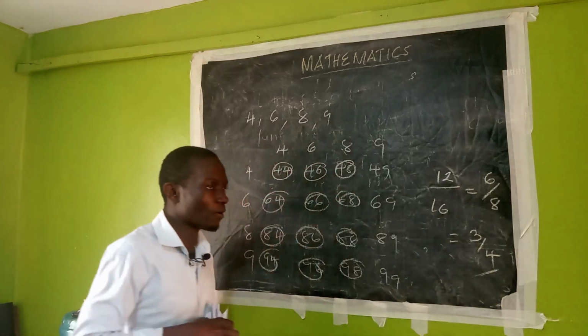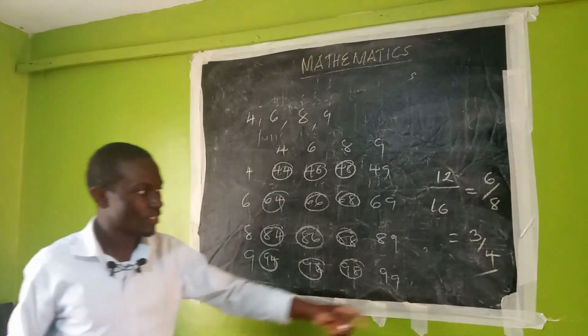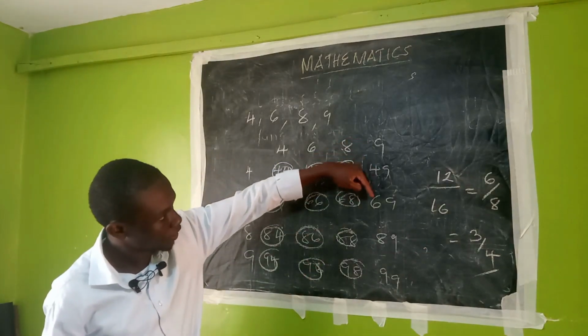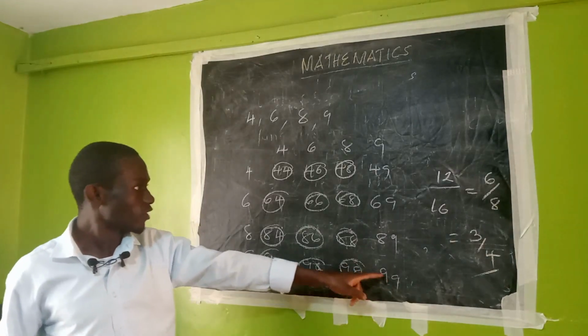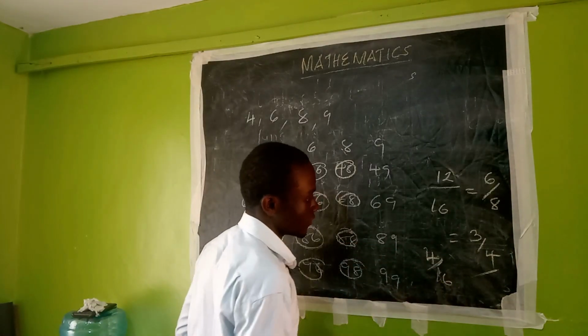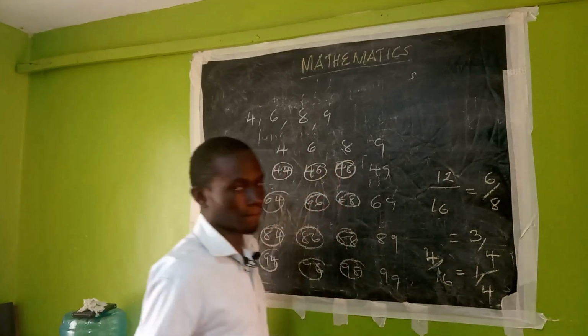So the probability that the number formed is an even number is 3 out of 4. If they ask for the probability of a particular number, then you have 4 out of 16, 4 over the possibility space, which is 16, and you can simplify further to 1 over 4. That is the answer.